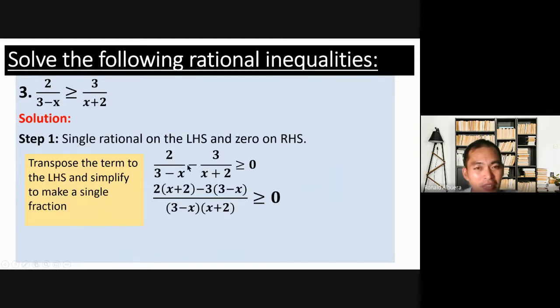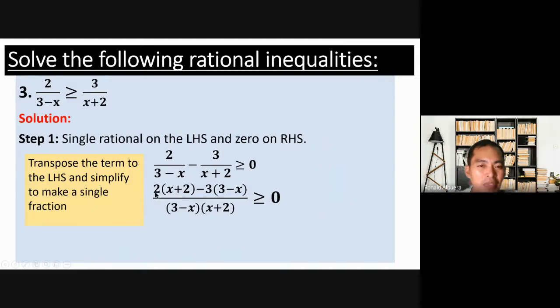So we cancel 3 minus x, ang natira ay x plus 2, multiply to 2. So we have 2 times the quantity of x plus 2. Ang i-enclose yung binomial. Then we have minus 3. Then we cancel x plus 2. Ang natira ay 3 minus x. So you multiply that to negative 3. Is that less than or equal to 0?